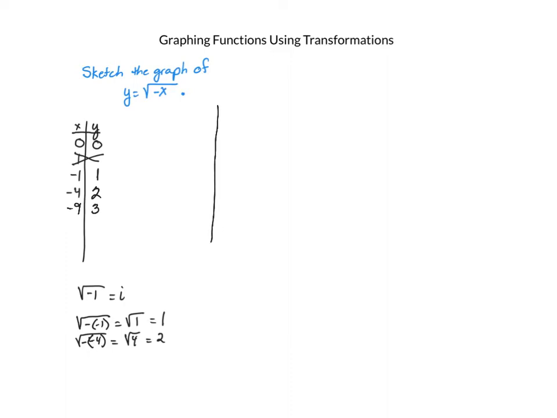And when we graph this, we would see that we have 0, 0, -1, 1, -4, 2, -9, 3, and our graph looks like this. Notice it looks very similar to our parent graph, but it is reflected across the y-axis. And that's the key when you put a negative in front of your x. Let's write that out in general so that you can see what I'm saying.